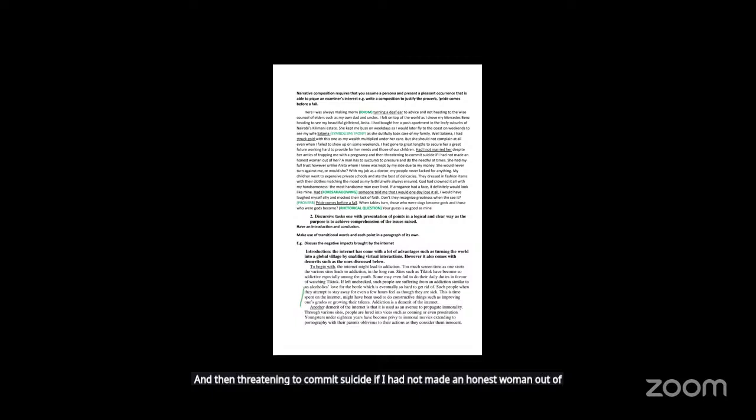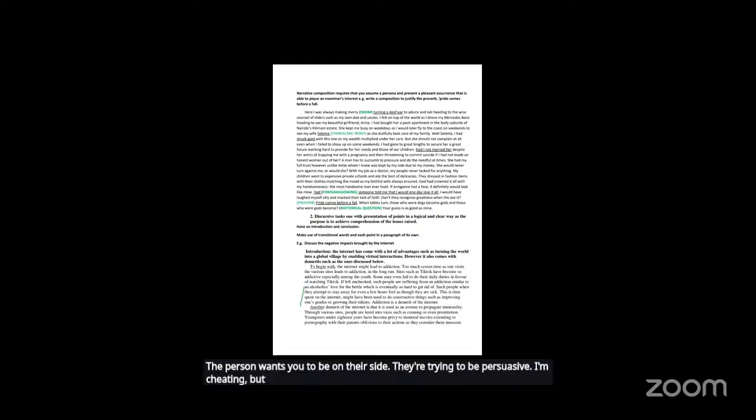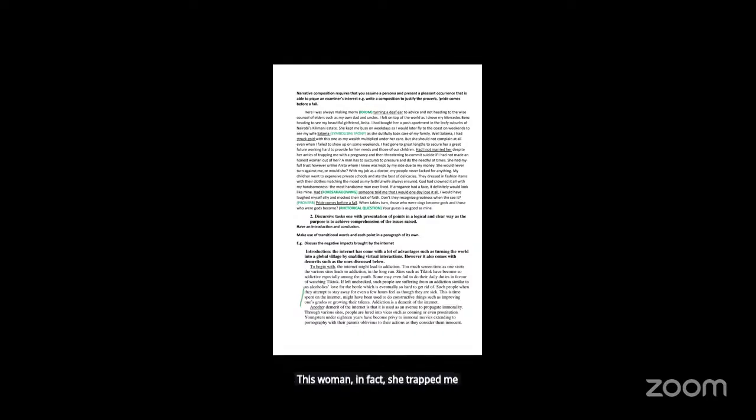Rhetorical question. This is someone who is trying to bait you. The person wants you to be on their side. They're trying to be persuasive. I'm cheating, but then I'm a good man. This woman, in fact, she trapped me, telling me she's expectant. And she was threatening to commit suicide if I did not marry her.